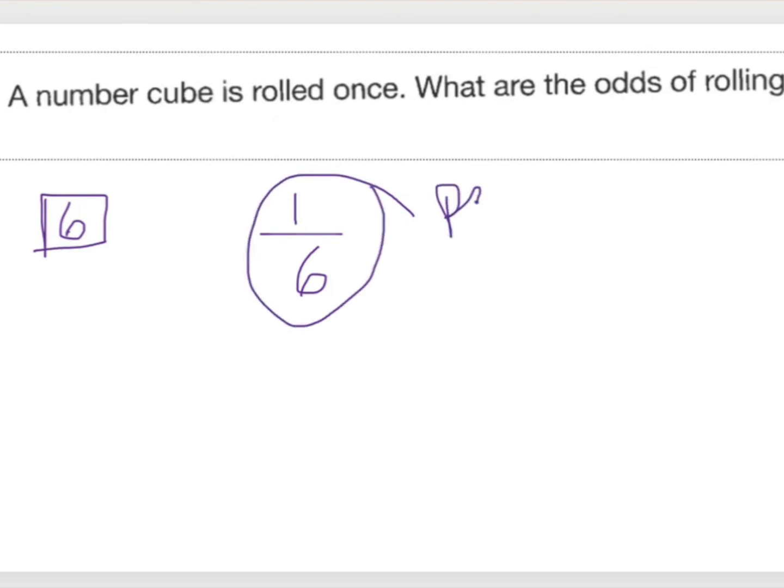But remember, probability is not the same as odds. Probability is 1 to total. Odds would be 1 to 5. Here's the number of 6s that there are, and here are the number of not 6s that there are. So 1 to 5 would be the odds. You have to be very careful when they say that word odds.